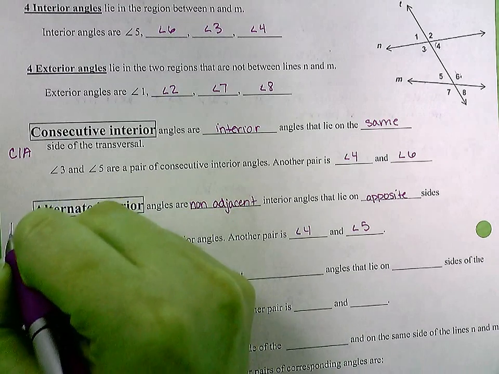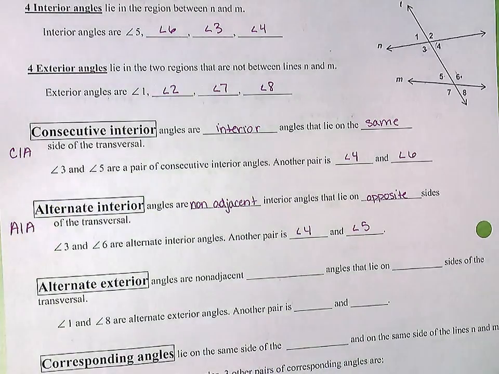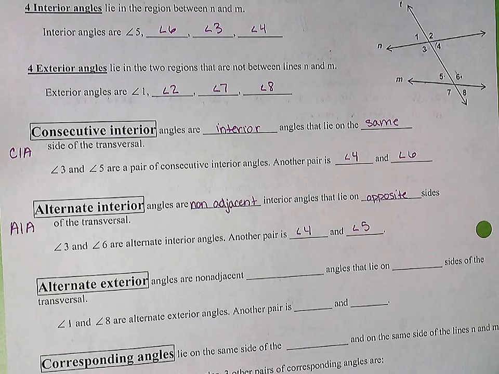And again, we have an abbreviation. That's AIA, alternate interior angle.